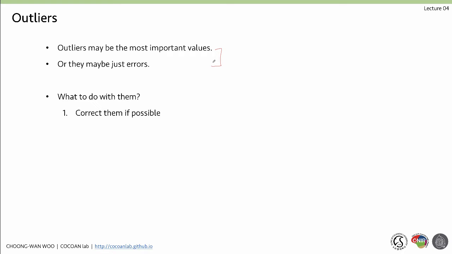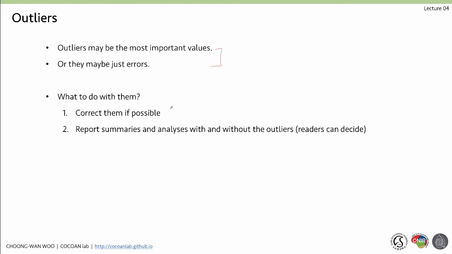We need to go back to the raw data or the measurements or the equipment and so on to make sure the outliers are not errors. If it turns out to be errors, for example calculation errors or other measurement errors, you can correct them if possible. But there are many occasions that you cannot really correct them.